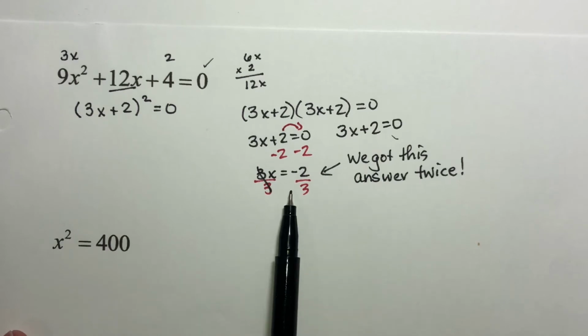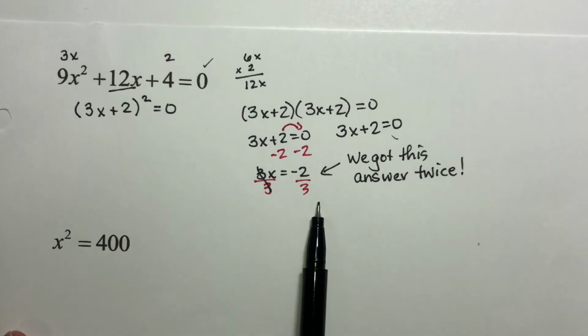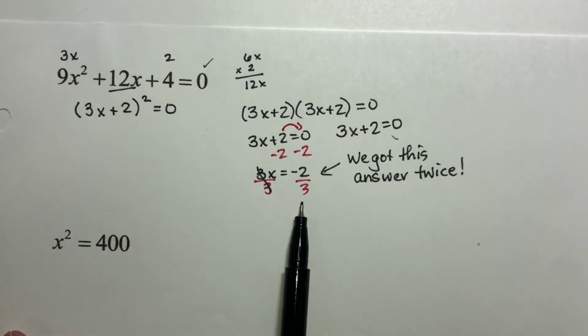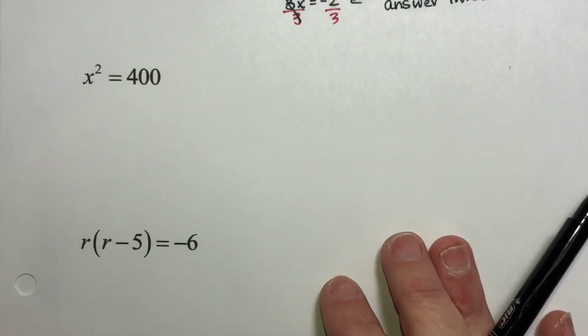In some classes, when you go on, this is going to be called a double root. Other times, you're going to say that since you got this twice, you got this with multiplicity 2. That's college algebra.